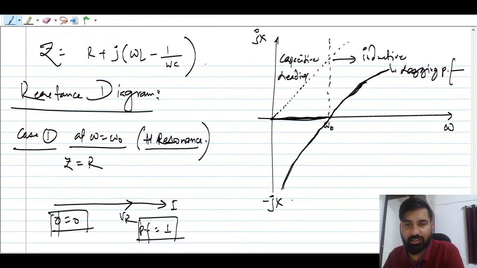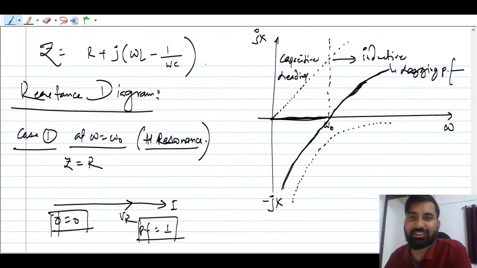So I think this is clear. This is nothing but a capacitive reactance, and this is nothing but inductive reactance. We have drawn them and we can subtract them, so you get this kind of situation. I think this is clear for all, and this is very important.